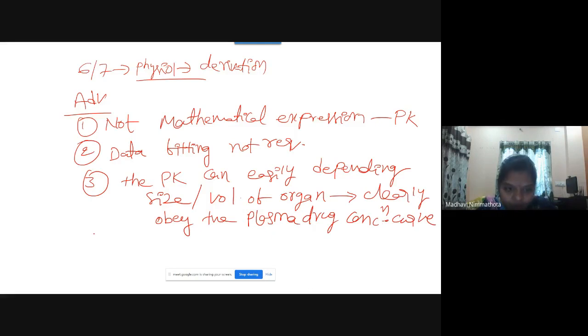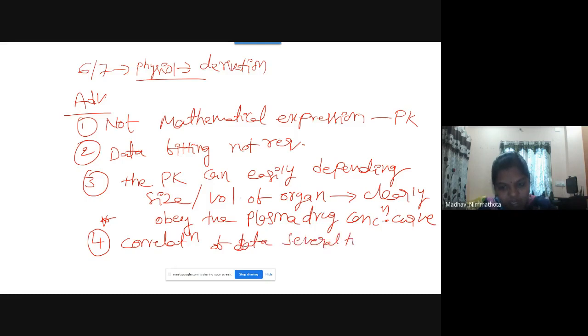And then the most important point, by the use of these physiological models, you should attain the correlation of data several times. So for whom should you correlate this? With the humans and with the animals also. So these are some advantages of physiological models.